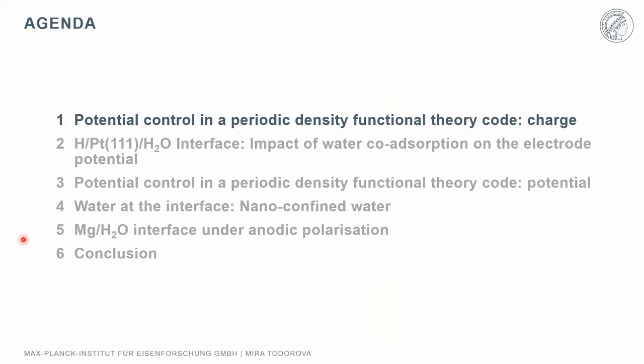So I would like to talk first of all about how we get charge into our DFT cells with periodic boundary conditions. This is the usual setup. Then I would like to present an example of the hydrogen-platinum-water interface and discuss whether water is important. Is it just a spectator? Is it something that we have to consider or can we neglect? And then how we actually achieve potential control and look at water at the interface.